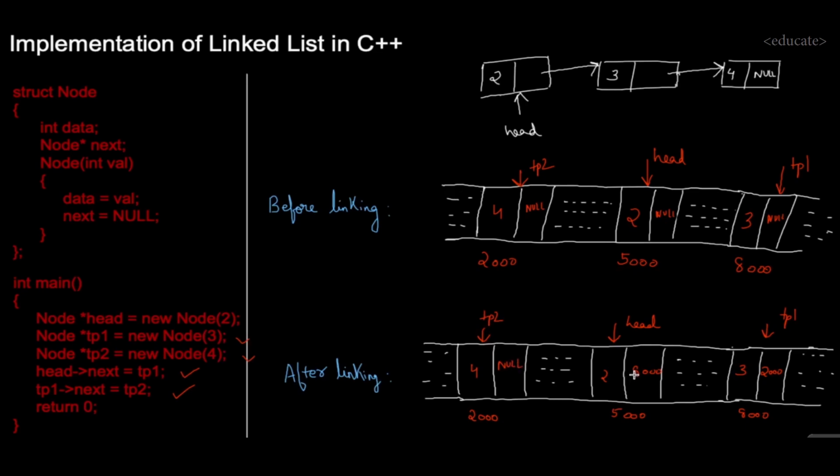Finally, head has the address of your first node and the next pointer of this node is 8000, and at address 8000 we have value 3 and address of the next node as 2000, and now at address 2000 we have value 4 and address of the next node as null. This is how we create a linked list of 3 nodes.